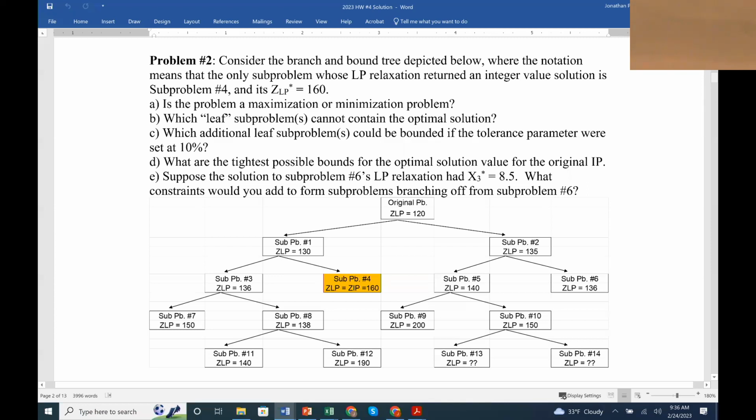Which additional leaves could be bounded if the tolerance parameter is set at 10%?